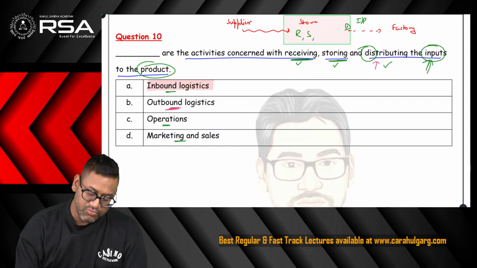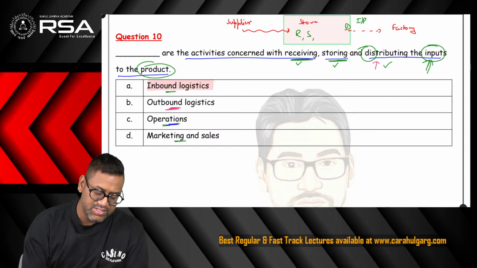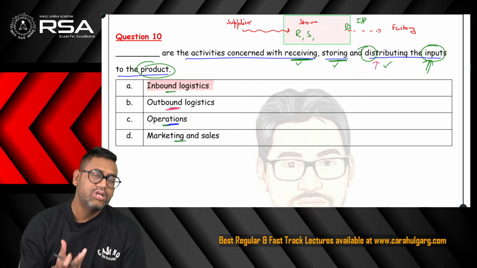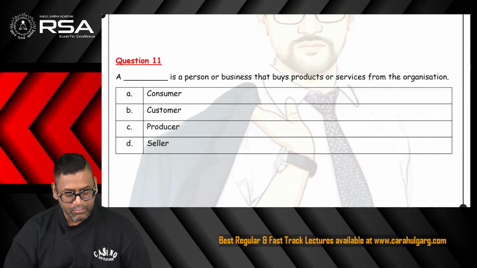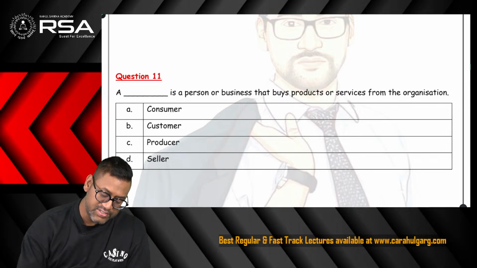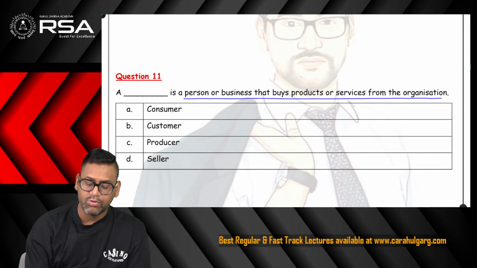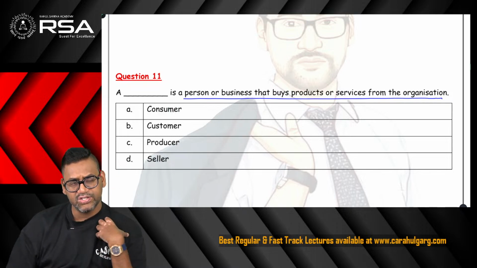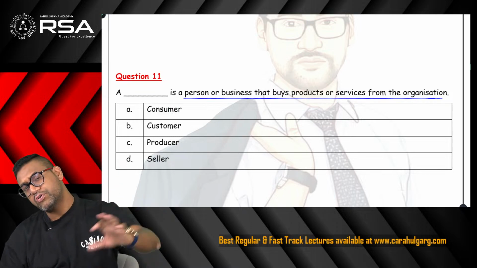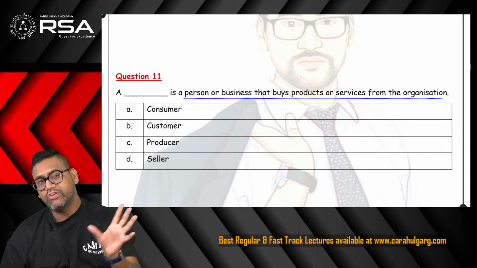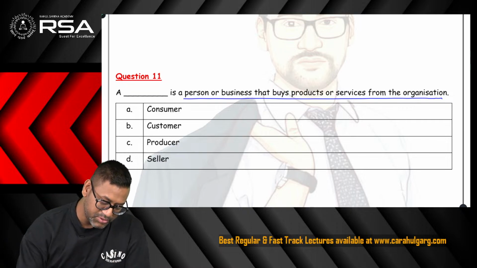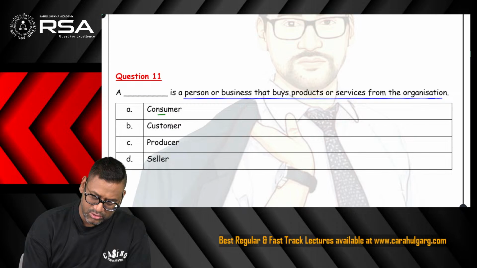And operation, what is the meaning of operation? Operation basically means converting the raw material into the finished product. Okay, coming to the next one. It says a dash is a person or business that buys the product or service from the organization. For example, I have the organization. This person is buying a product or service. So what will that person be called? What's the technical name for that person? Consumer, customer, producer or seller.